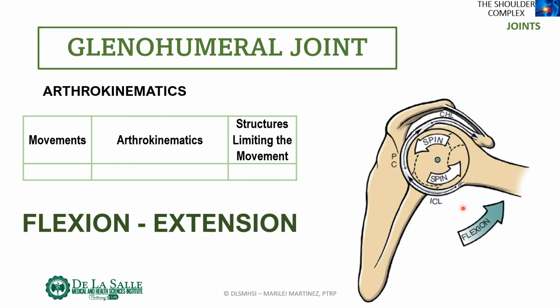For the closed kinematic chain, just reverse. Okay, so the concave glenoid fossa spins and slides anteriorly during extreme extension, hyperextension against the convex head of the humerus.